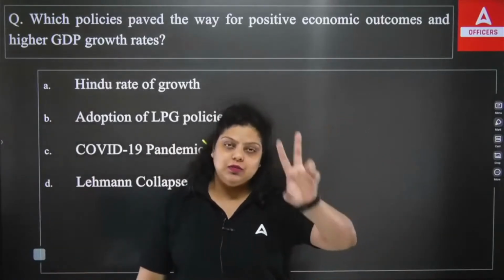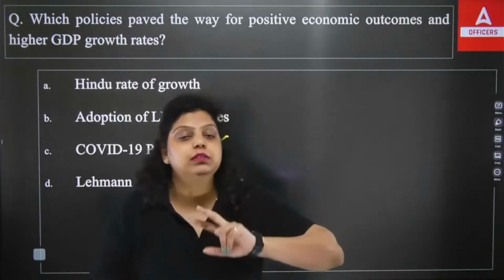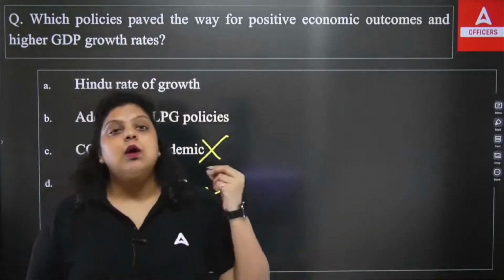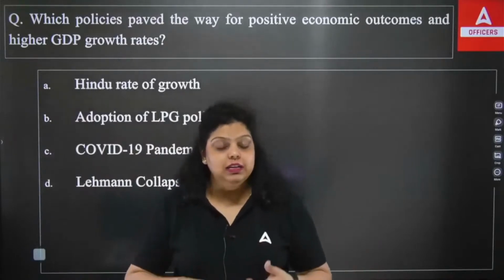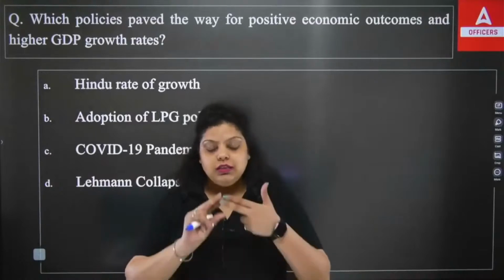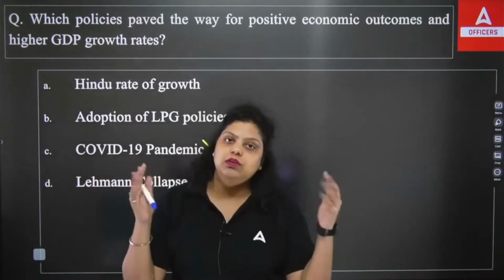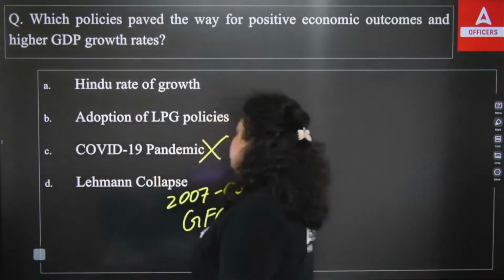Only 2 services or sectors are there in which we have seen positive growth. All the other sectors have faced negative growth. The 2 sectors were agriculture and software services. They too got positive growth. All the others were negative. Okay, so it can't be the third option.